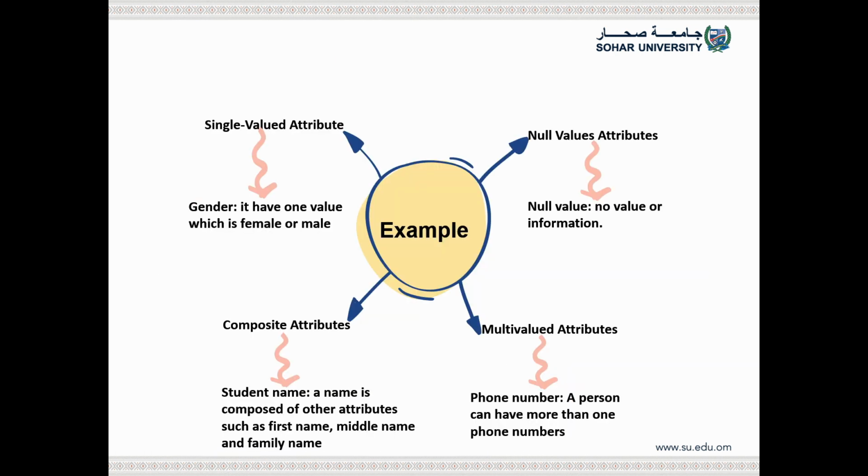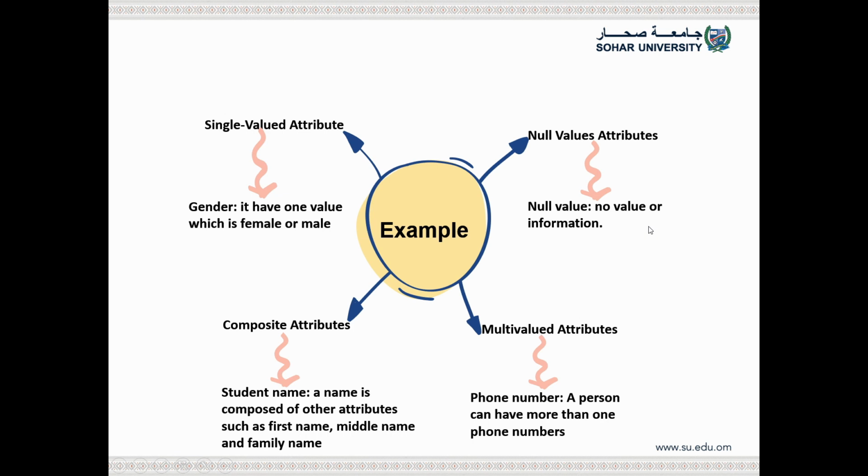Okay, so for single value attributes, an example is gender. Maybe I'm a male or maybe I'm a female. It has only one piece of information. It tells you what my gender is. It only tells you one piece of information. Null attributes, null value or no information.